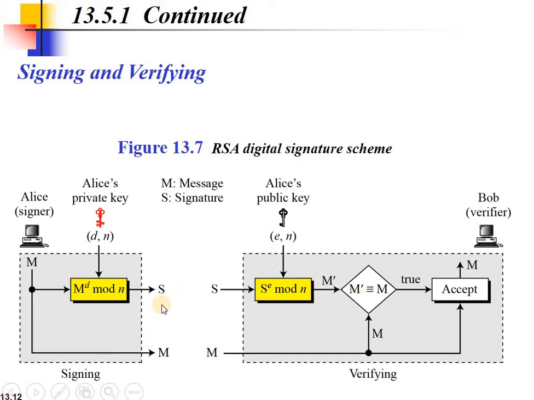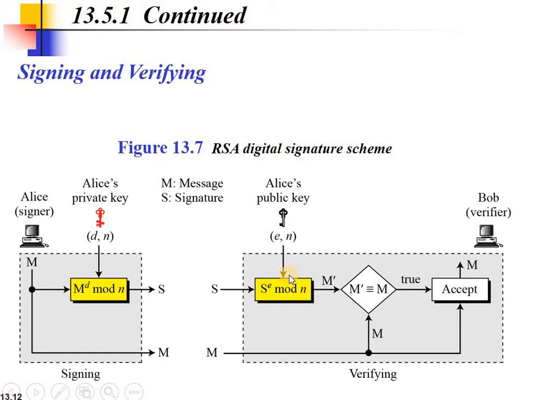When these two things, the signature and the message, are received by the receiver, first you have to verify the signature. What is the process of verifying the signature? The verification is done by using the sender's public key.